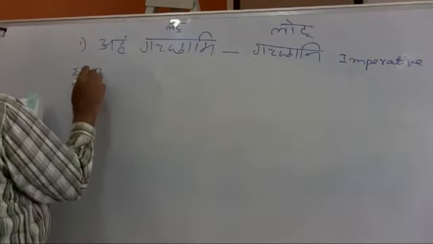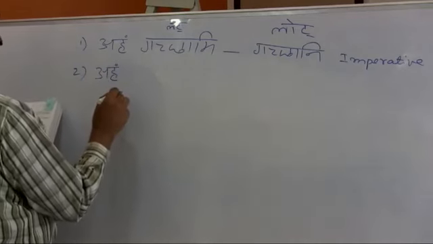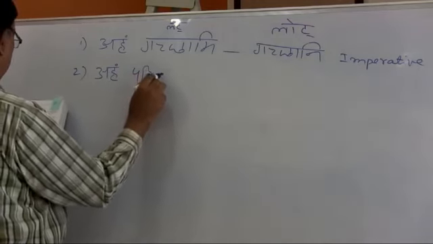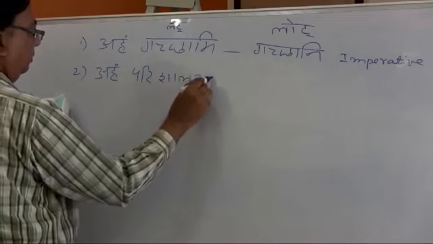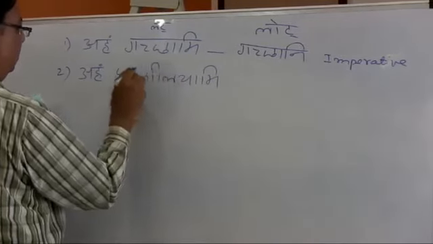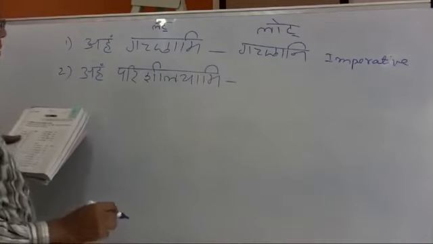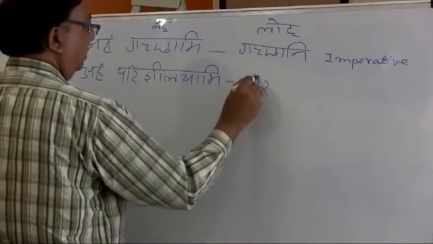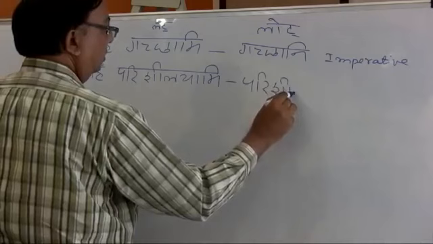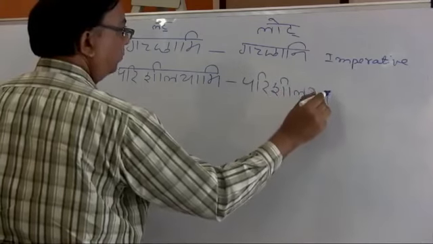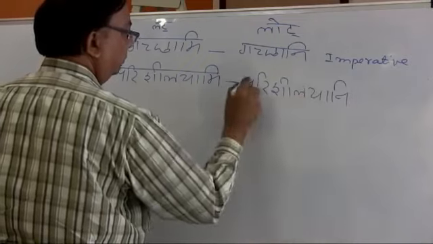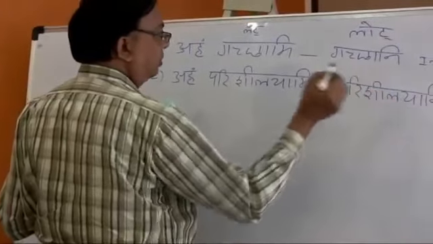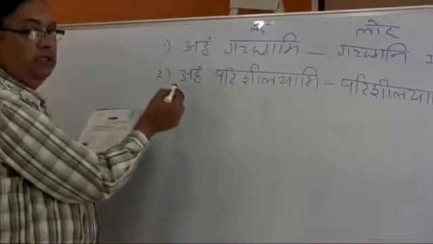Now what is the second sentence? Aham parishilayami. This is the present tense verb here given. Aham parishilayami. To convert it into the lot or the imperative mode, this becomes parishilayani. This becomes imperative. First person, this is first person singular. This is also first person singular, because the subject here is aham.